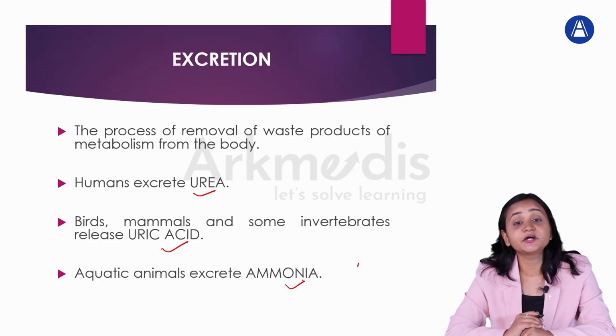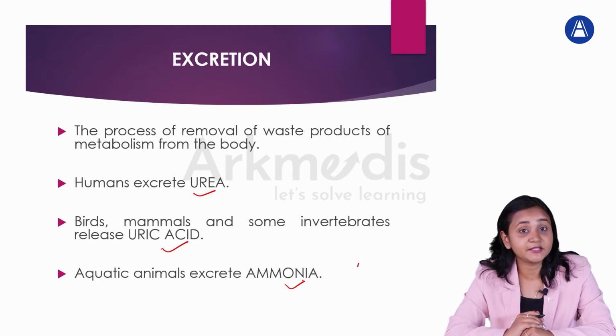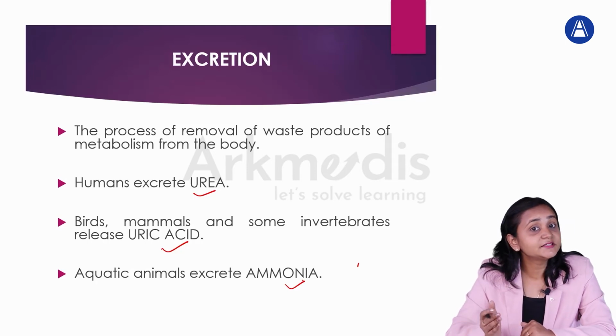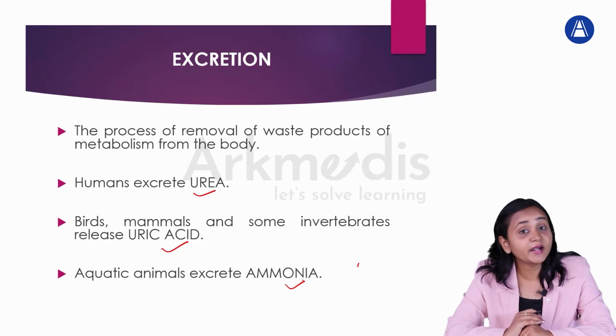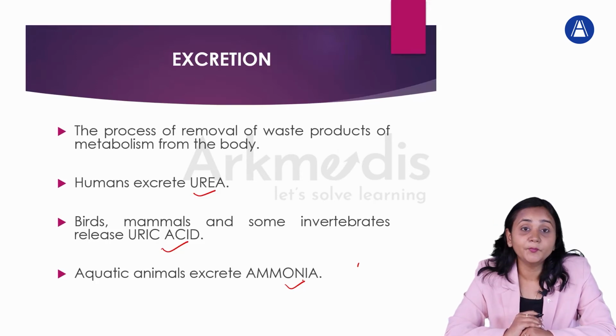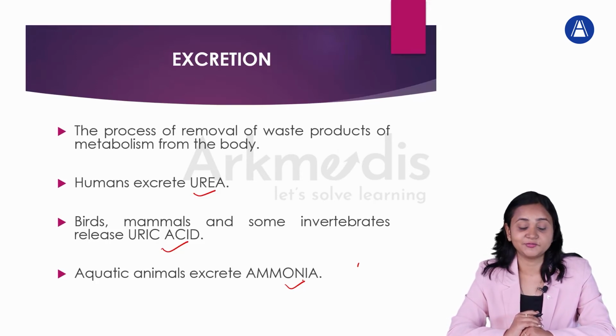The organisms are also classified on the basis of these excretory products. Like, humans are generally called ureotelic. Birds and reptiles are called uricotelic, while aquatic animals are called ammonotelic organisms.